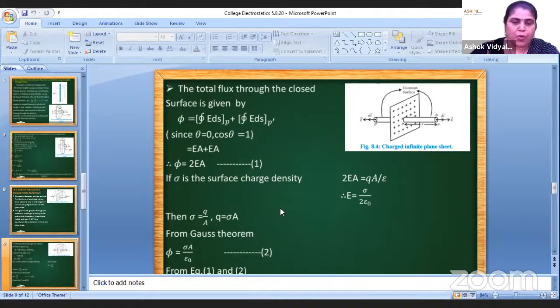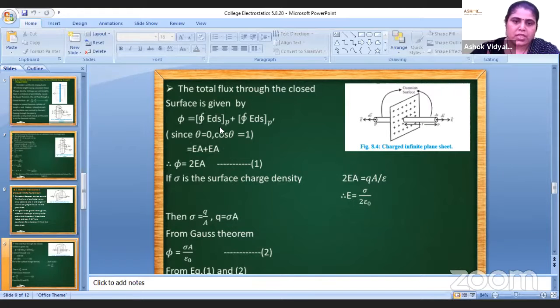One is with the help of Gauss theorem, and the second one is with the help of the geometry of this diagram. Therefore, the total flux through the closed surface is given by phi equal to integration E dS for P, and next the integration of E dS for P dash. Again this theta is equal to 0, therefore cos theta is equal to 1.